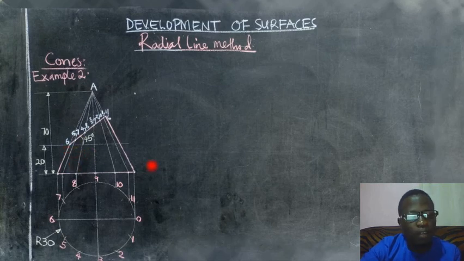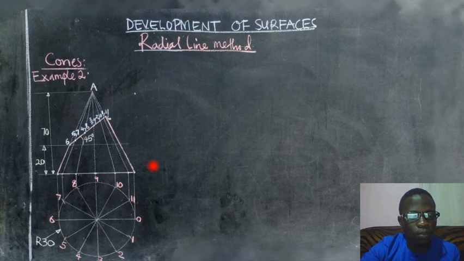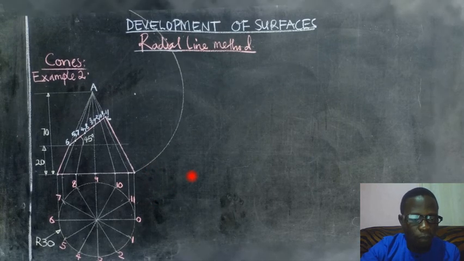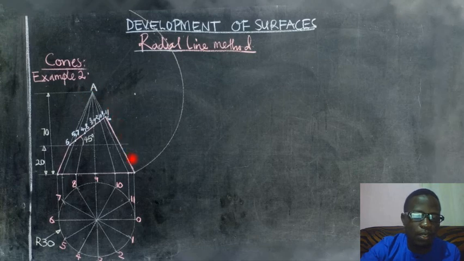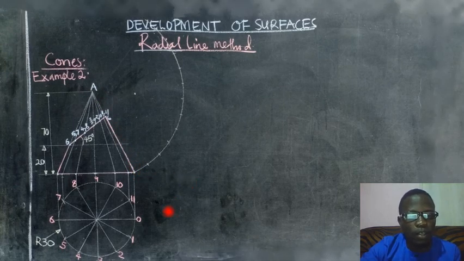Having done that, we can now project our curve using A as a center, or the apex as a center, and stretching the compass to the edge of the cone. And when you do that, you're taking the slanting edge as the radius for its development. Then we create the division.